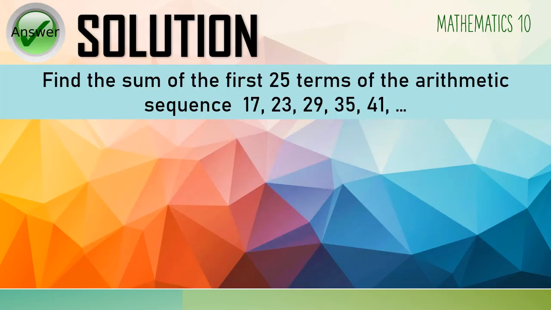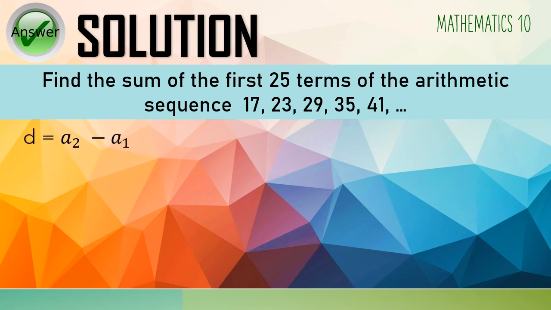Okay, so before we solve this problem, of course, you need to understand first what will be the task you are supposed to do. So here, you need to find the sum of the first 25 terms. Now, you need to consider first what the given data are here. So you need to sort them out first.